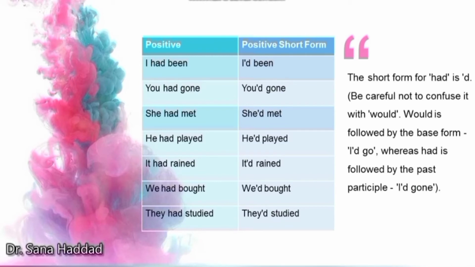The short form for had is apostrophe D. Be careful not to confuse it with would. Would is followed by the base form, I'd go, whereas had is followed by the past participle, I'd gone.